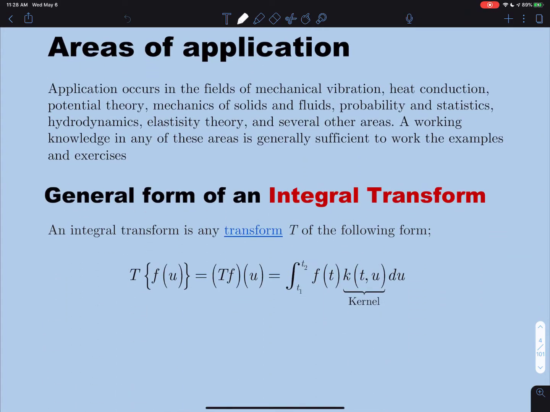Areas of application are quite wide. It's in the field of mechanical vibration, heat conduction, potential theory, mechanics of solids and fluids, probability theory and statistics, hydrodynamics, elasticity theory, and so on and so forth. A working knowledge in any of these areas is generally sufficient to work examples and exercises.